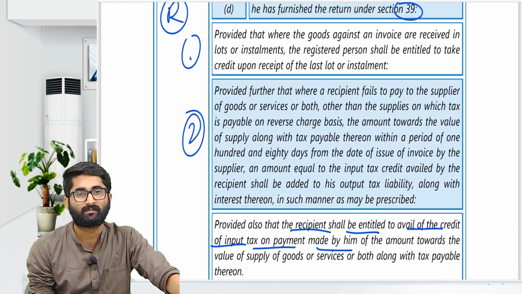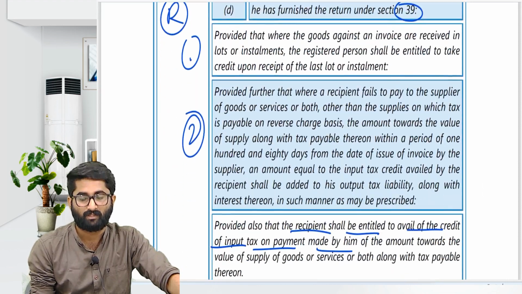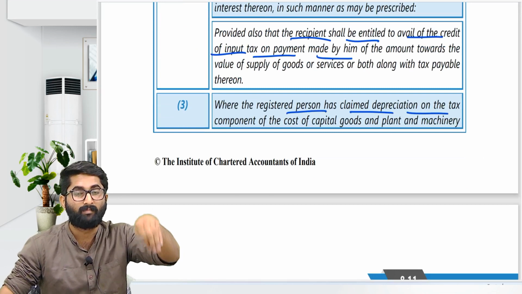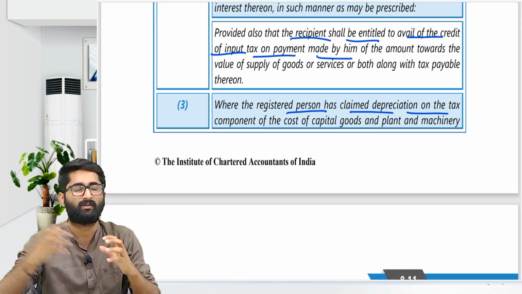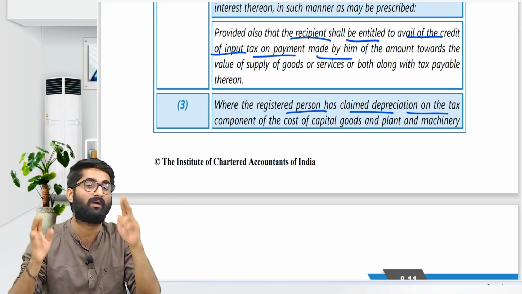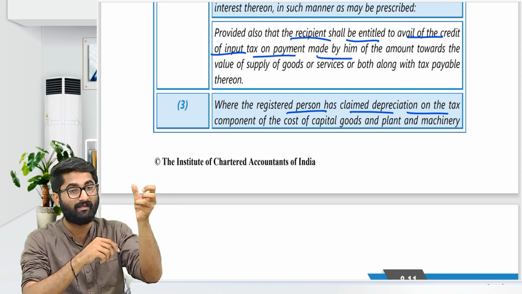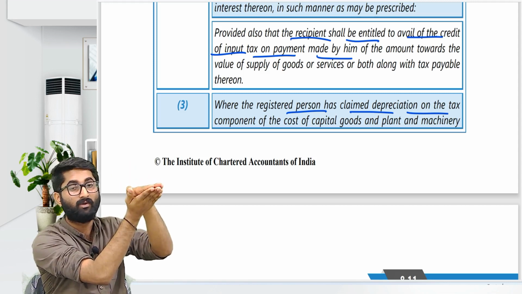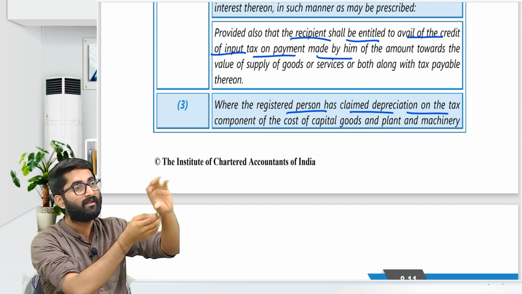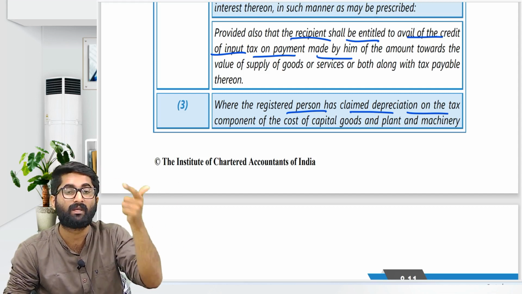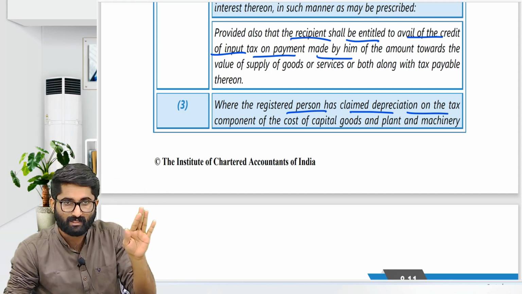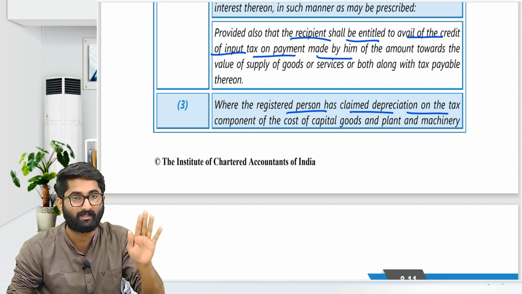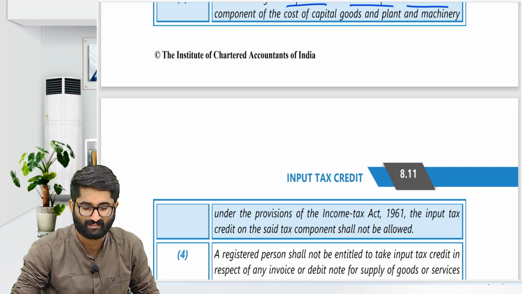Now later, section number 16, subsection 3 is about where the registered person has claimed depreciation. Remember, depreciation on capital goods. Example, you have purchased one machinery on which you have paid GST. Either you have to go for depreciation on that ITC or GST amount. You can add that GST amount to the value of the goods, machinery, and you can capitalize that. If you capitalize, you cannot take ITC. If you don't capitalize, that means you are not taking depreciation, then you can take ITC. That was section number 16, subsection 3.